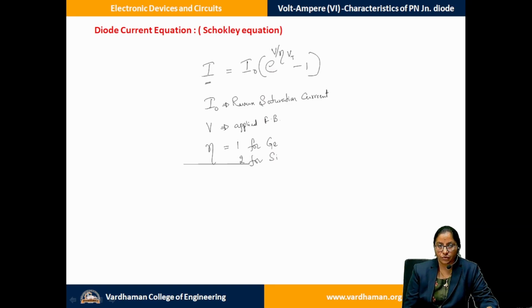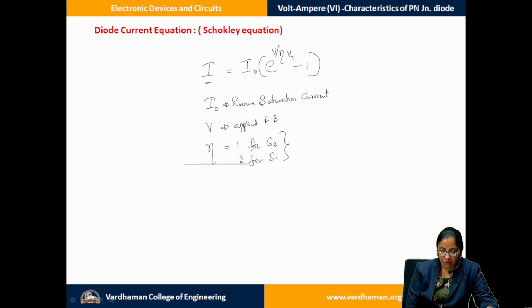Alright, 1 for germanium and 2 for silicon we are going to take up, and this particular eta value depends on what kind of doping that you do and what kind of environment you are trying to use your diode in, depending on which this eta value will be. If it is a germanium diode, eta is 1. For silicon, eta will be equal to 2.